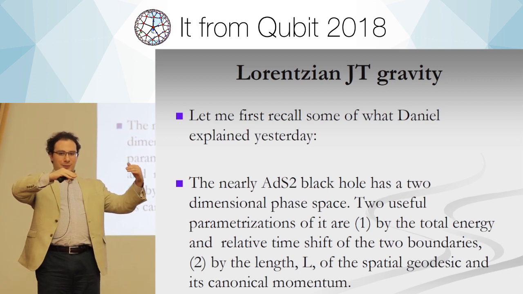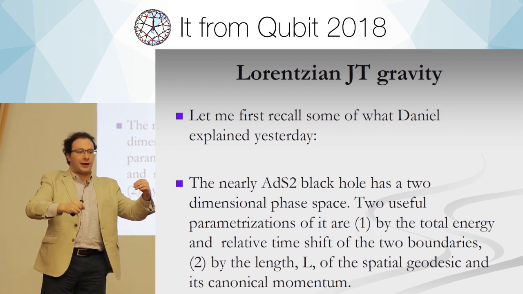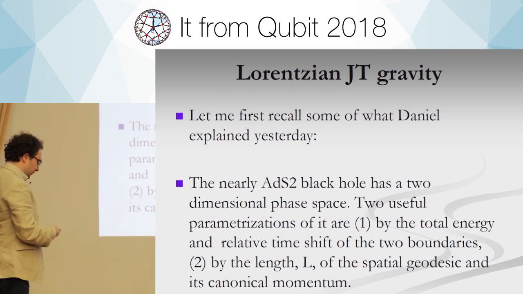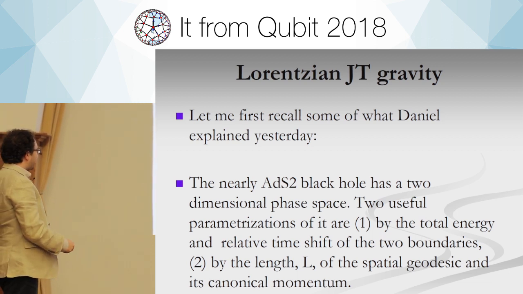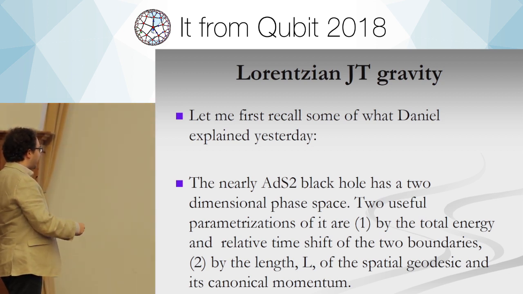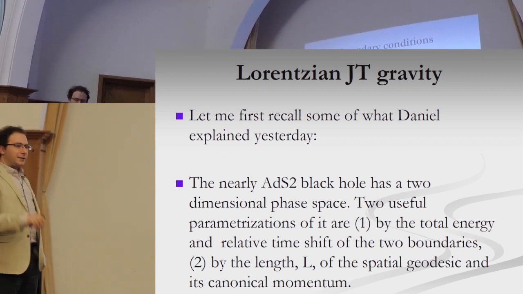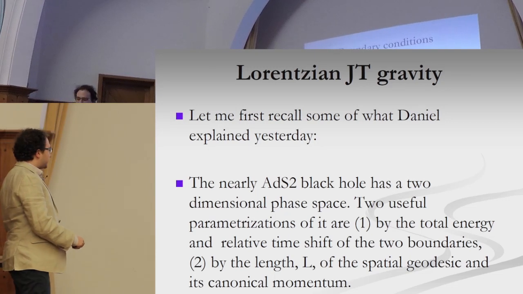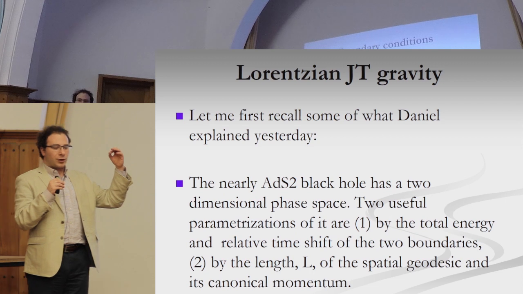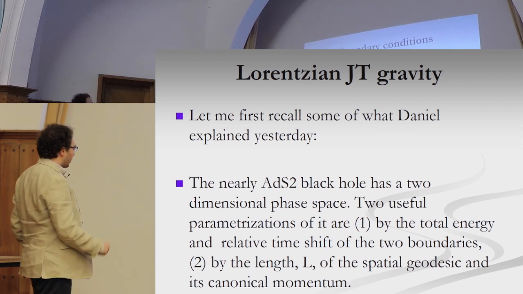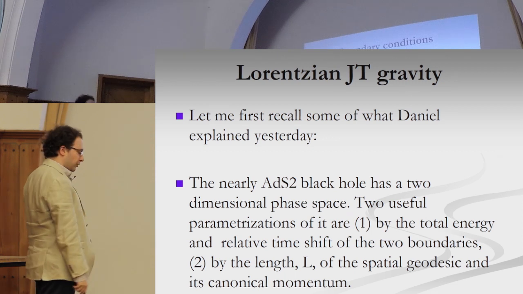So there's some intrinsic time variable on the two sides, and I can shift the origin of time on one side relative to the other one. So that gives me a 2D phase space. And another set of coordinates on this phase space that one might like better, because it seems more instantaneous, is the length of the spatial geodesic that connects the two t=0 points on the two boundaries, or the two same time points on the two boundaries, and its canonical momentum.